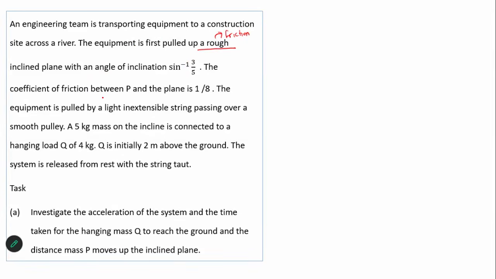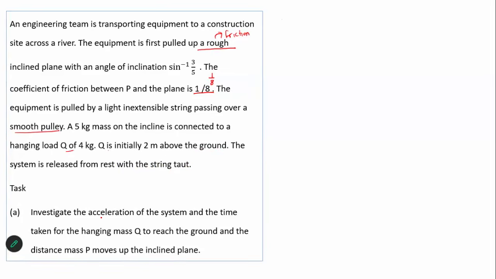The coefficient of friction between P and the plane is 1 out of 8. So this is 1 out of 8. So you could first summarize your diagram. Then they told that the equipment is pulled by a light inextensible string passing over a smooth pulley. A 5 kilogram mass on the incline is connected to a hanging load Q of 4 kilogram. Q is initially 2 meters above the ground. The system is released from rest with the string taut.